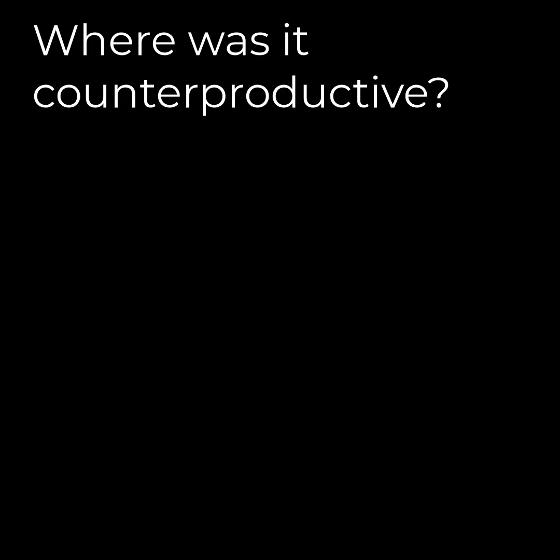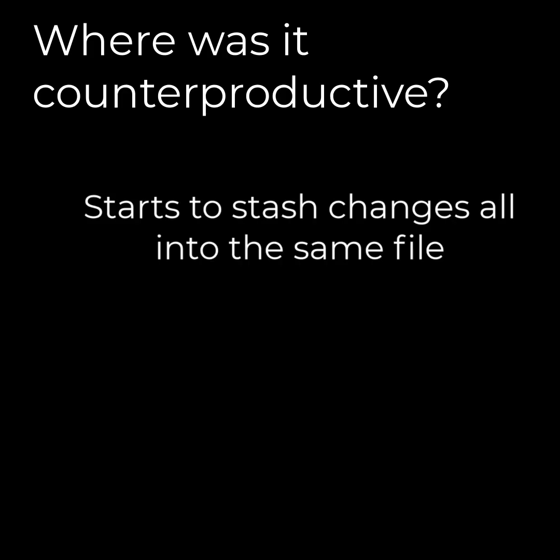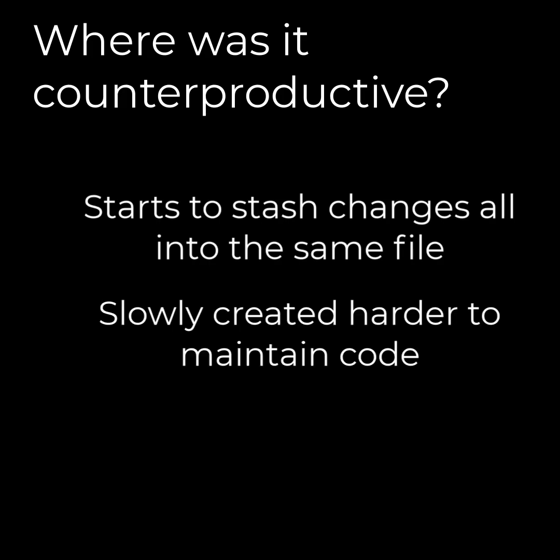So there were a few times where AI was counterproductive. For starters, it does start to stash everything into the same file, which makes it more inefficient for it, as well as for humans looking at the output. It does have a tendency to create harder to maintain code, so just the file is one of the things, but also as you ask it to make changes, it has a tendency to create more than you're asked for or do it in weird ways, and you have to go through and clean that up, and if you don't catch it, then it gets confusing later.